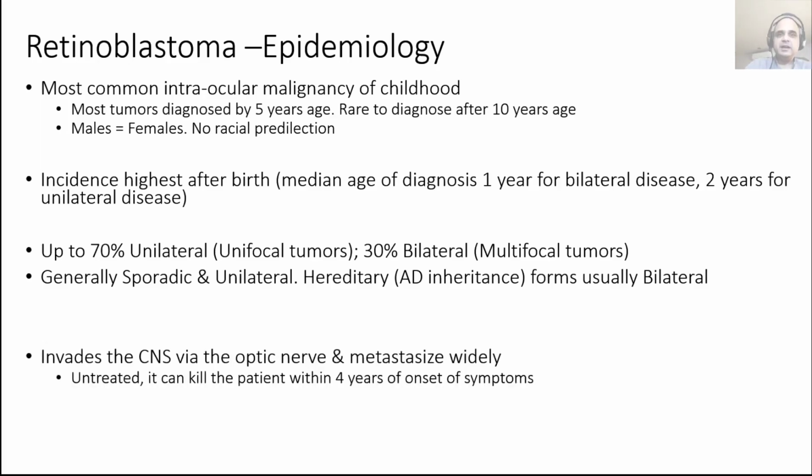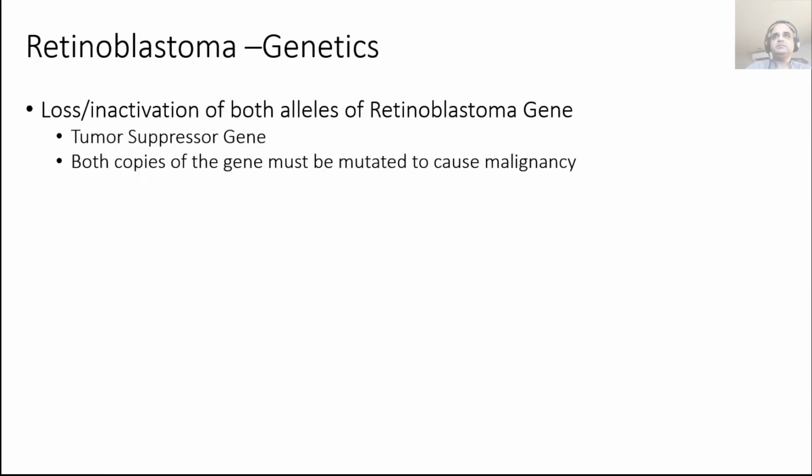This disease has the propensity to metastasize, and it metastasizes to the central nervous system and to the body through various routes. It goes to the central nervous system, to the optic nerve, and it can also metastasize widely through hematogenous spread. It can also locally invade by passing outwards from the sclera. Untreated, it can kill patients within 4 years of the onset of symptoms of the disease.